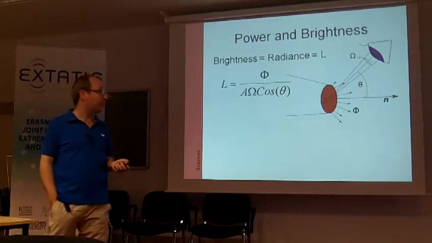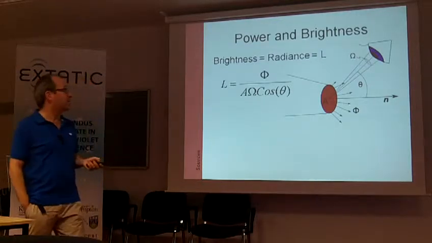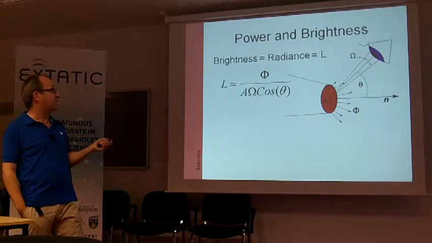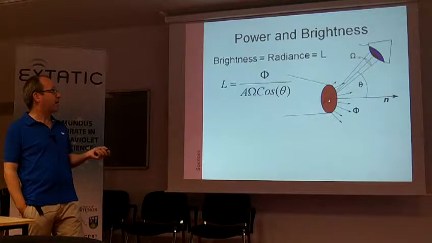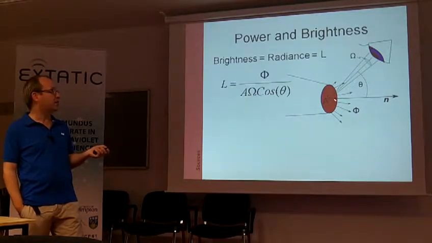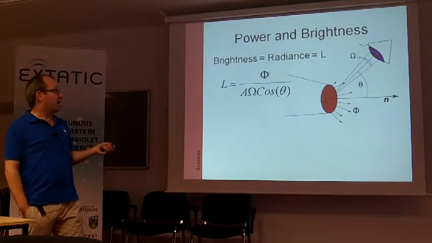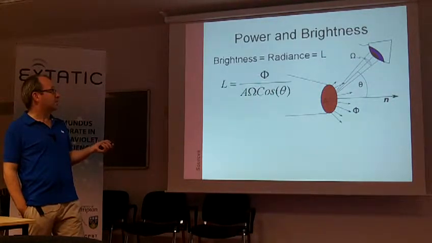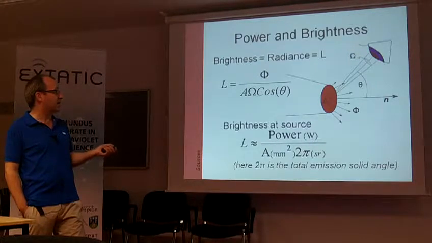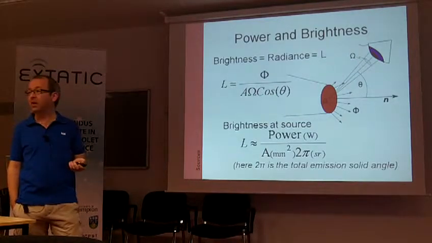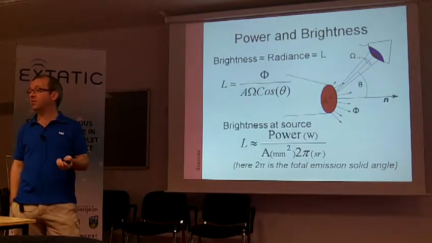So just to talk briefly about brightness. Brightness and radiance are the same thing, and it refers to the power density from a light source or from a cross-sectional area when viewed by an observer through a solid angle omega, and the radiance in this case is given by this equation here, which tells us that approximately the brightness of a source is the power of the source over the area of the source over the emission solid angle of the source, which is 2 pi.